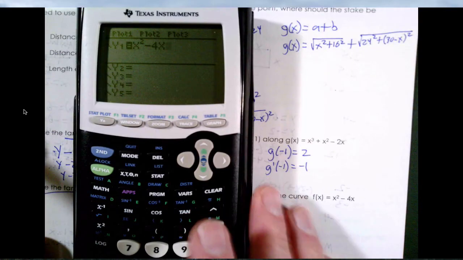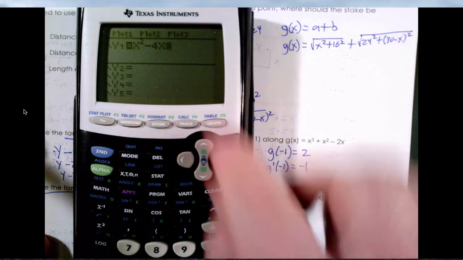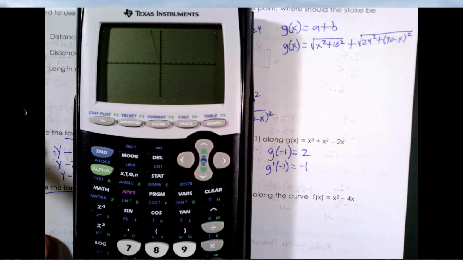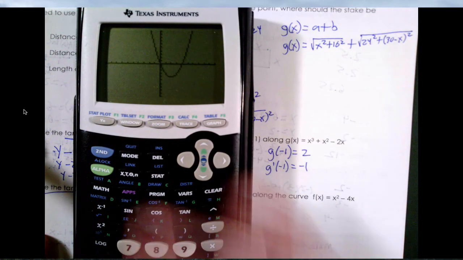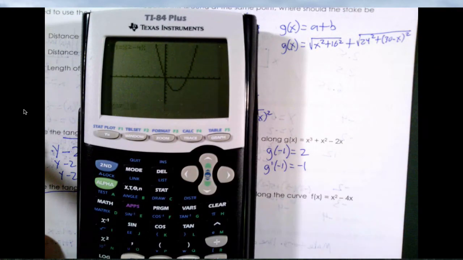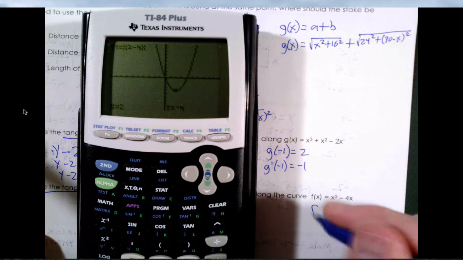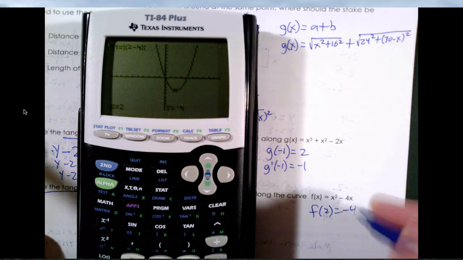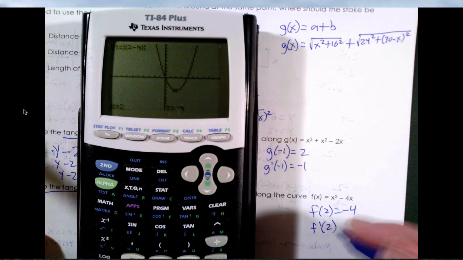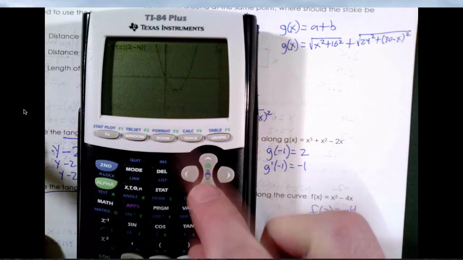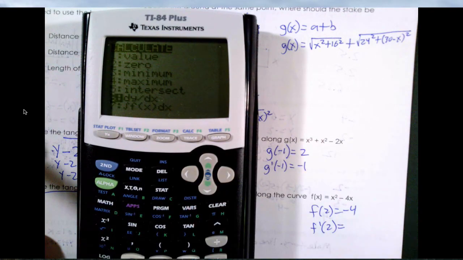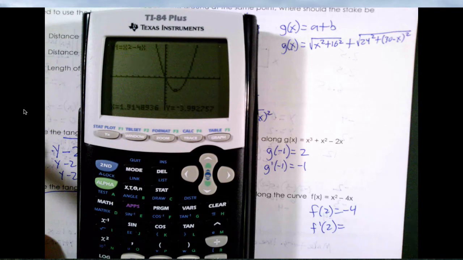And I'm now going to graph on Zoom 6. And the value that they told me to focus on was 2. Okay, so trace 2, enter. F of 2 is -4. Now I need f prime of 2. Okay, so second, calculate dy dx, regular 2, enter, and that is 0. Okay, so it looks like that is the minimum.